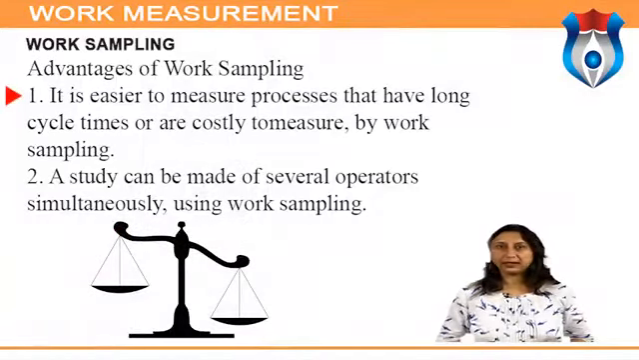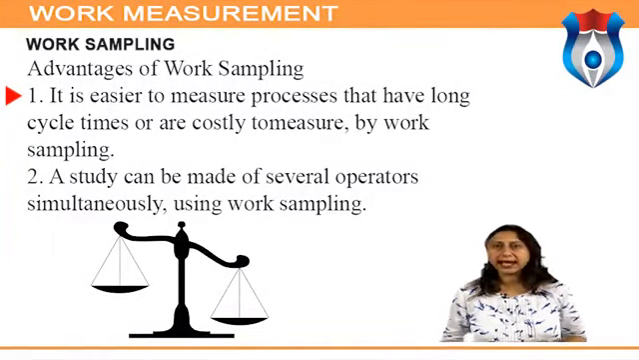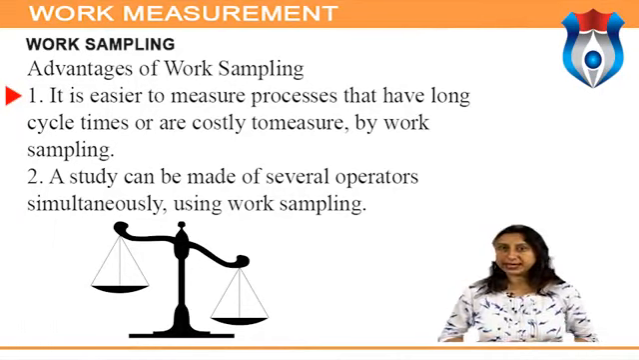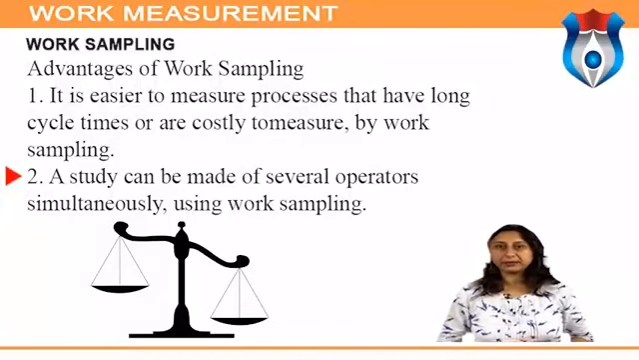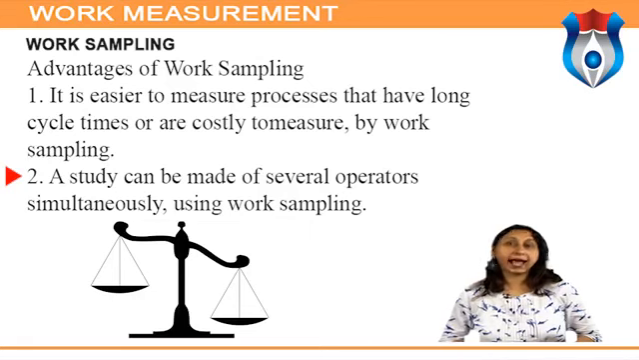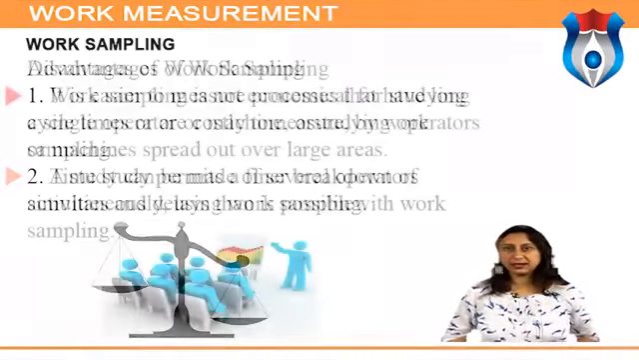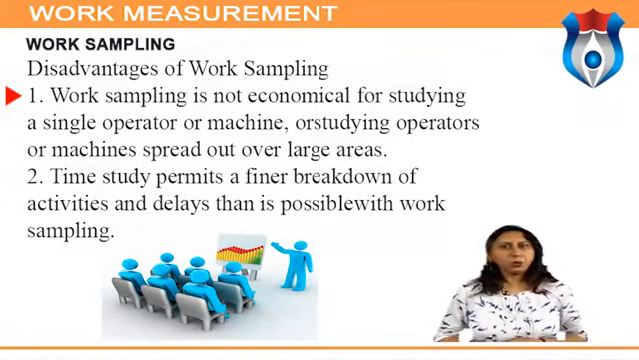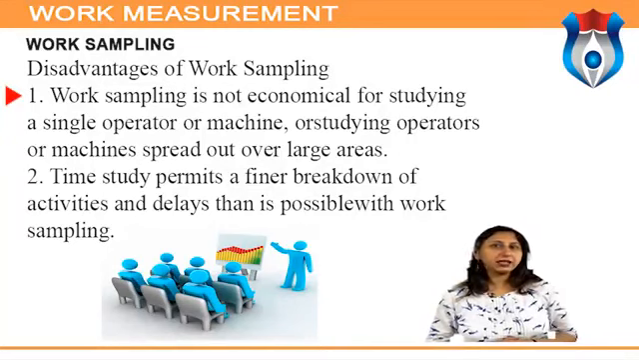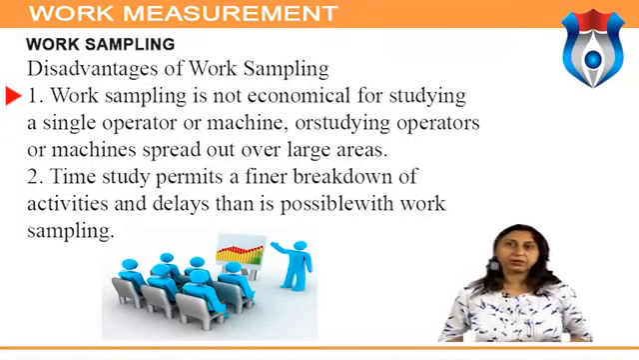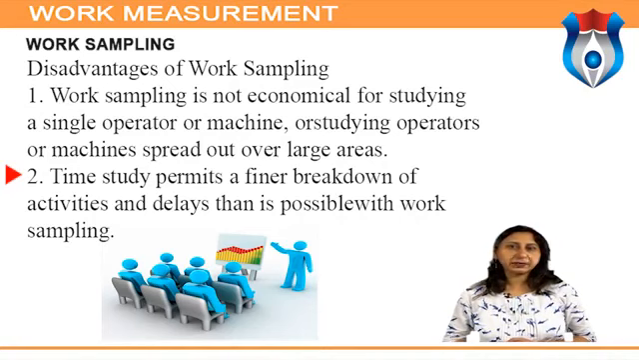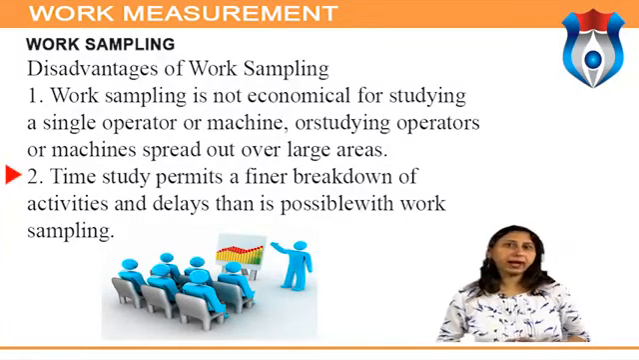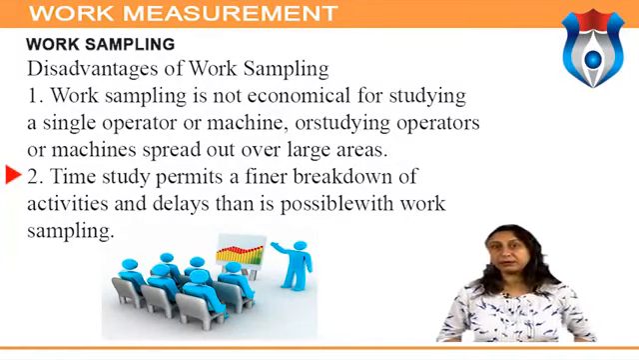Advantages of work sampling. It is easier to measure processes that have long cycle times or are costly to measure by work sampling. A study can be made of several operators simultaneously using work sampling. Time study, however, requires an analyst for each operator analyzed. Disadvantages of work sampling. Work sampling is not economical for studying a single operator or machine or studying operations or machines spread out over large areas. Time study permits a finer breakdown of activities and delays than is possible with work sampling. Work sampling does not provide as much detailed information as is available from a time study.